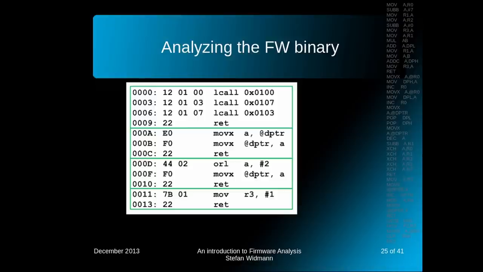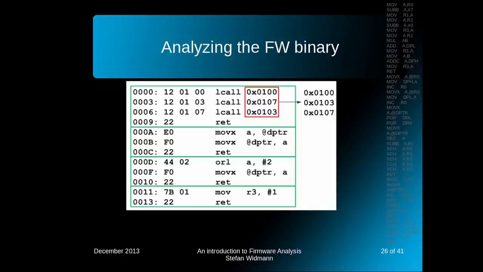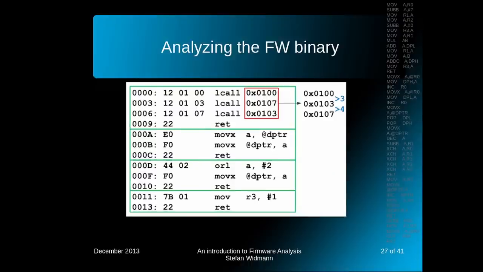In the left column, we see the addresses of our example, from 0 to 13 hex. We see four subroutines, the first being the root subroutine, calling the other three subroutines. And we can see that the first call to 100 is outside of our example. We do not have a 100 hex in this example. So what we do is take the three subroutine addresses and sort them. So we're getting 100, 103, and 107. We build a difference to figure out the length of the subroutines. So we get 3 bytes and 4 bytes.